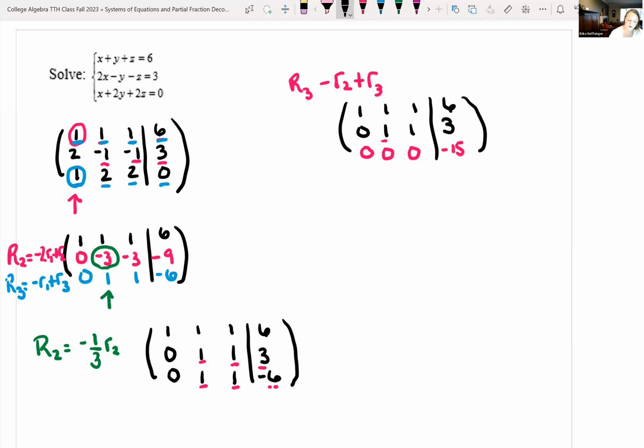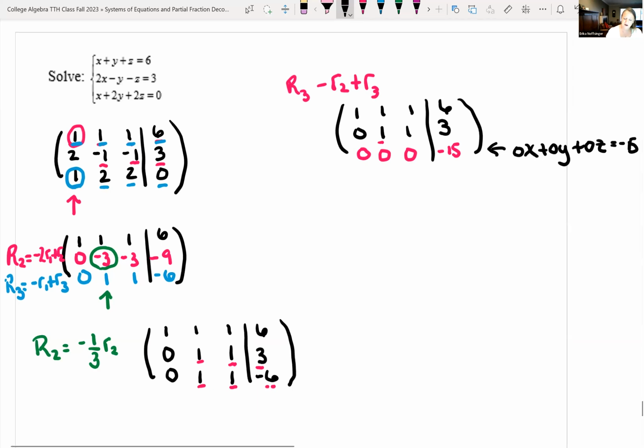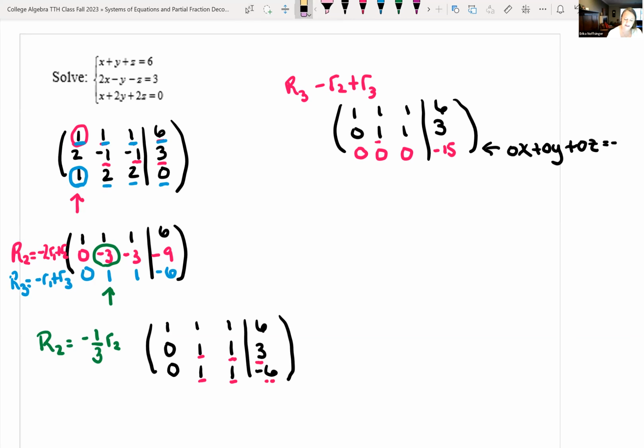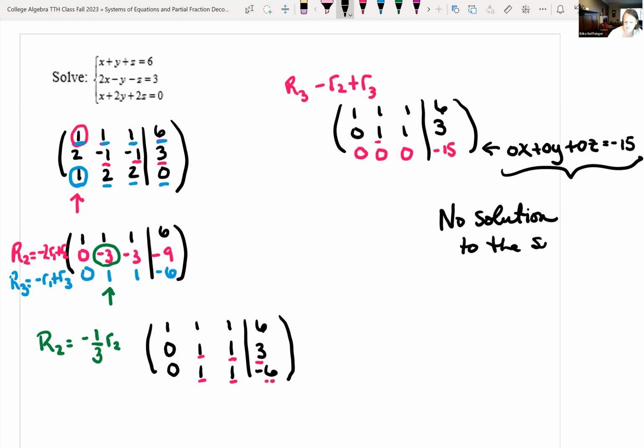So here's an example where this third row says we have 0x plus 0y plus 0z equals a nonzero number. And there's no way that I can figure out what x, y, and z are that would make that a true statement. So this is impossible, and so we can stop. There's no solution to that system. And so we would say that this is an inconsistent system. It has no solution.